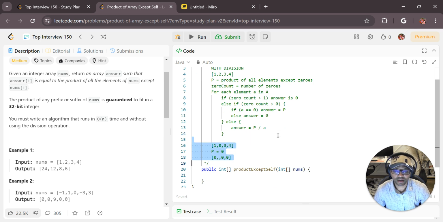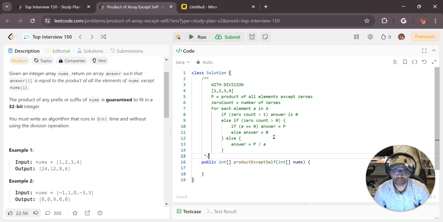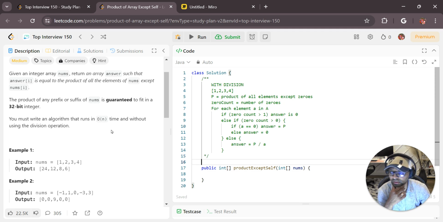Okay. I don't know if it is worth implementing this. You can pretty much translate what I wrote there into code, and that should work. Okay, now let's see how we can do this without division.